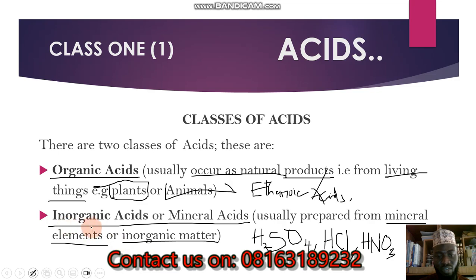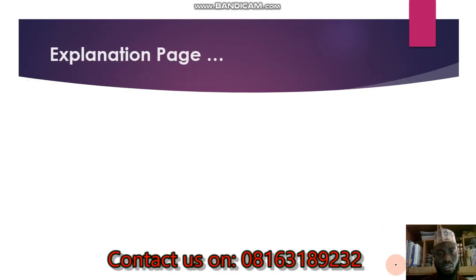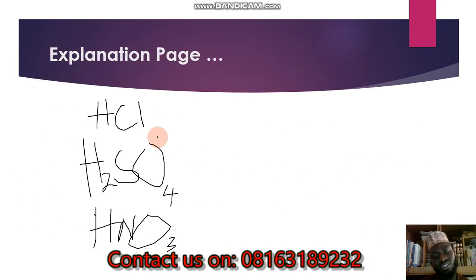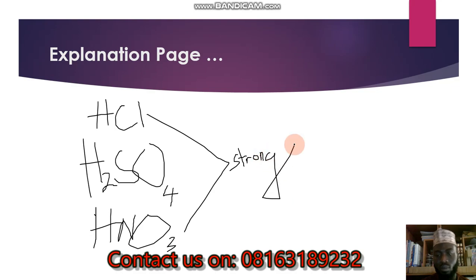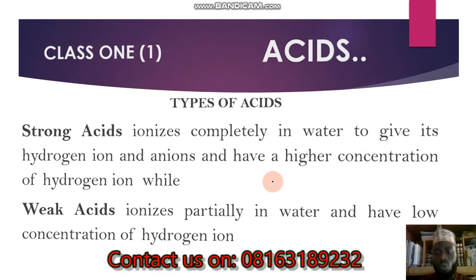Now can you see this? I told you about inorganic acids, right? These are the inorganic acids I just mentioned. So it means that most of these acids are strong, because most inorganic acids are strong acids. These are the major three strong acids we have. Major three, take note, I'm not saying this is all. Now remember I said strong acids ionize completely in water.